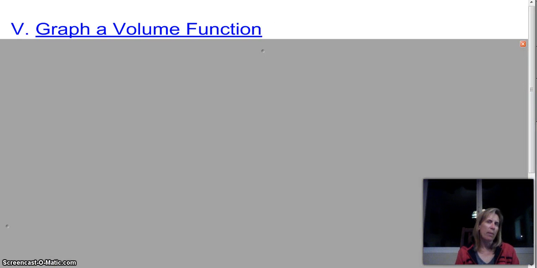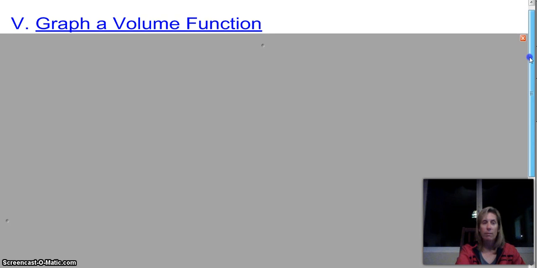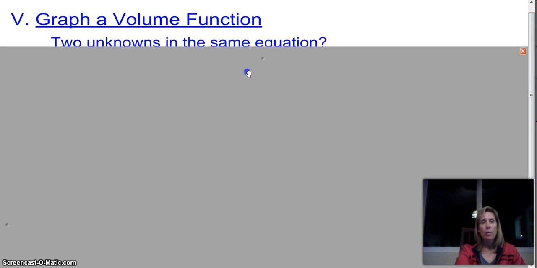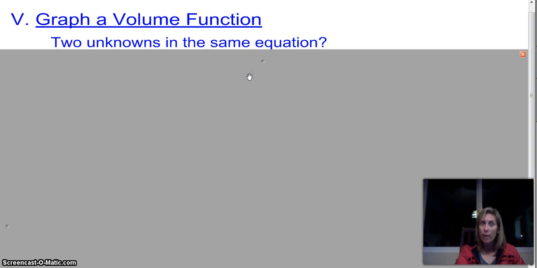Okay, so there was our capacity, which just is another word for volume. And now we're going to try graphing a volume function, which is a little tricky. Kind of brings in some past graphing experience into our math today. So if you have two unknowns in the same equation, you have something that is graphable, right? We just need to find the points.